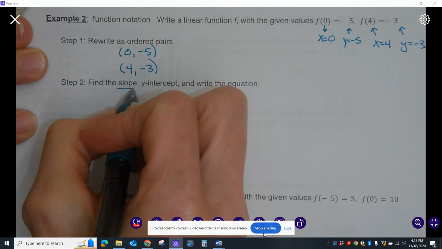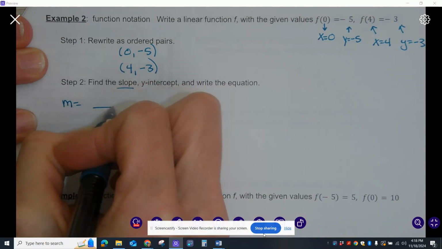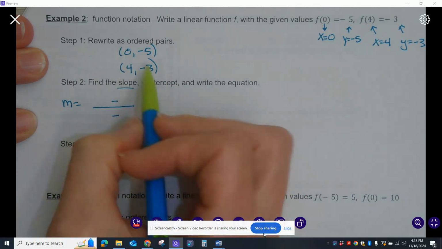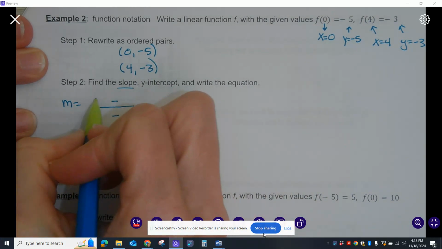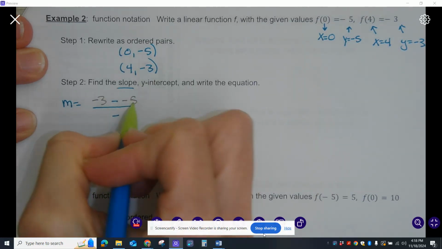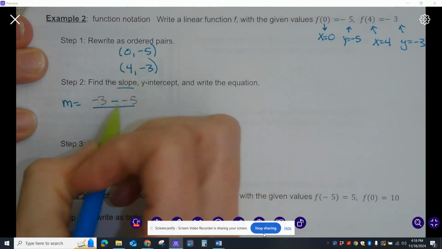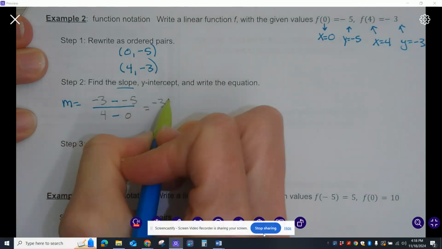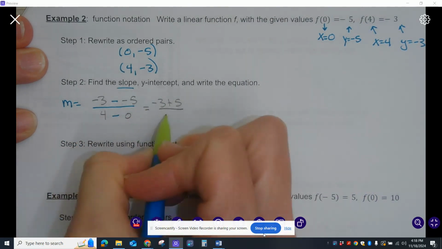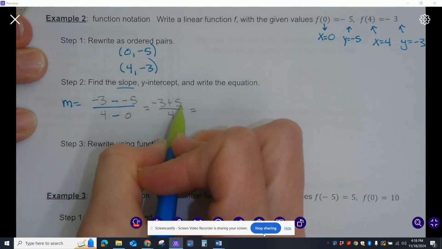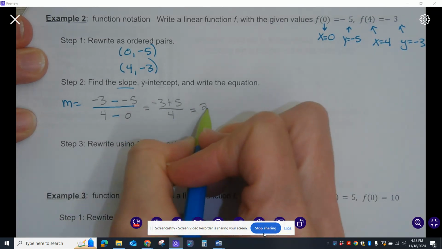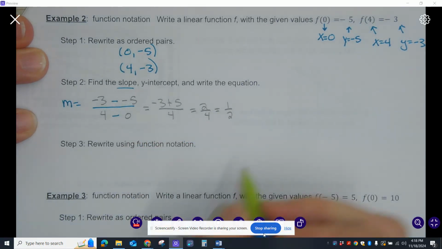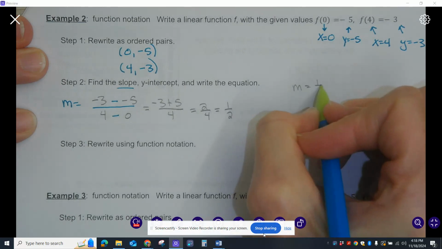So slope, I'm going to do that first. m equals, put your subtractions. My y's are all lined up here, so this is negative 3 and negative 5 are my y values. My x values are 4 and 0. This is the same as negative 3 plus 5. 4 minus 0 is 4. Negative 3 plus 5 is 2 over 4. Simplify your fractions. That is 1/2. So I'm just going to put this over here. m equals 1/2.